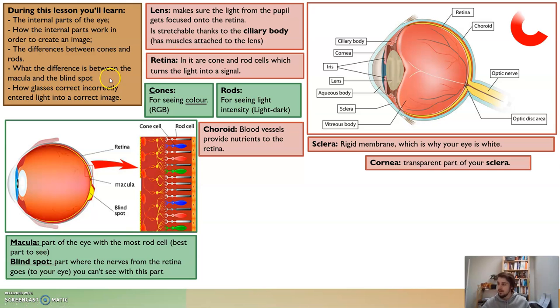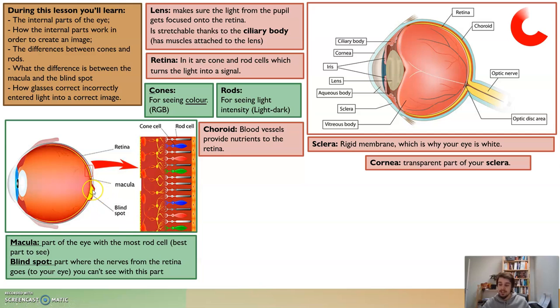We have the macula, which is right over here, which is the part with a numerous amount of cones, and they make sure that you can see properly. Right here it says rods, but this should be cones.